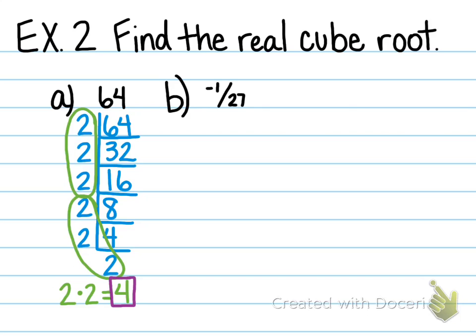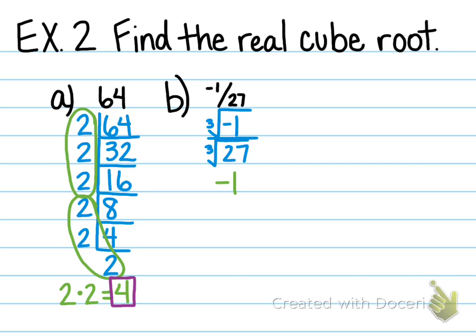Okay, so now we're going to do negative 1 over 27. I know we sometimes panic when we see fractions, but we're going to treat the fractions as 2 separate numbers. We're going to take the cubed root of the top and then take the cubed root of the bottom. So I want to do the cubed root of negative 1 over the cubed root of 27. If I think about negative 1, something times itself 3 times that would equal negative 1, well that's just negative 1. Negative 1 times negative 1 times negative 1 equals negative 1.